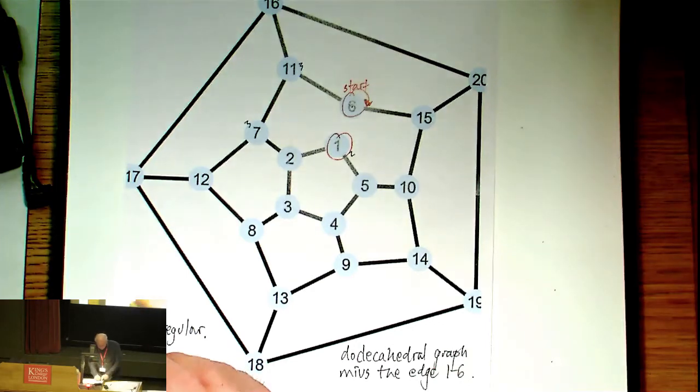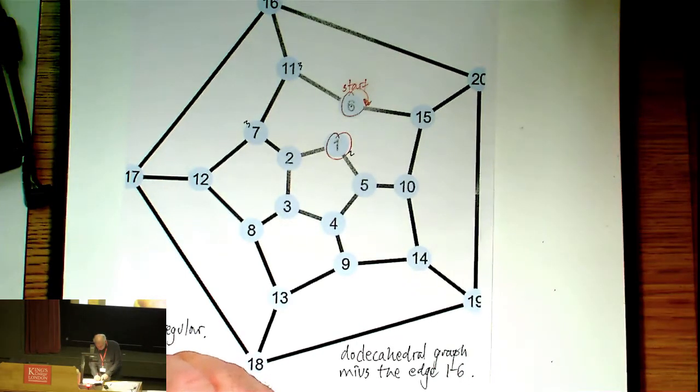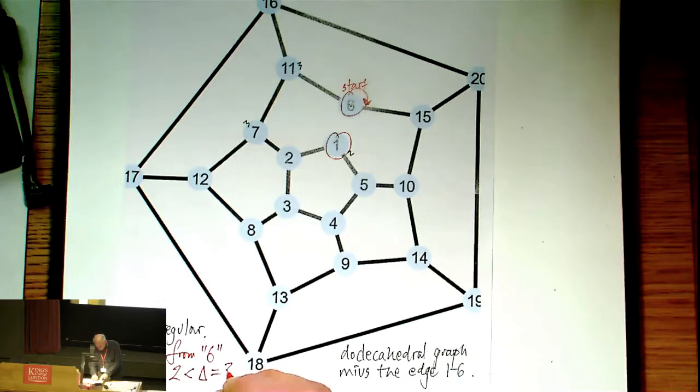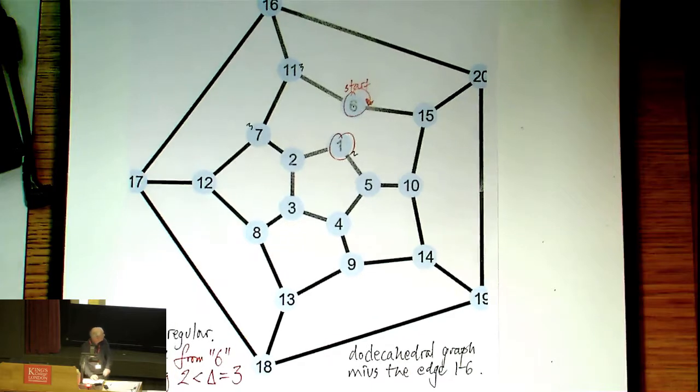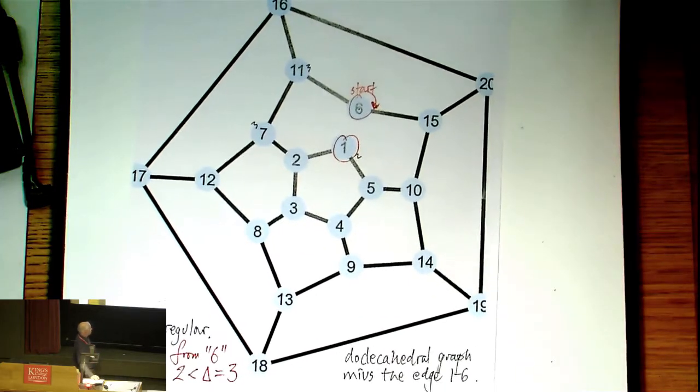So start from vertex number 6, which has degree 2, which is less than delta, which is 3 in this case. The maximum degree is obviously 3.